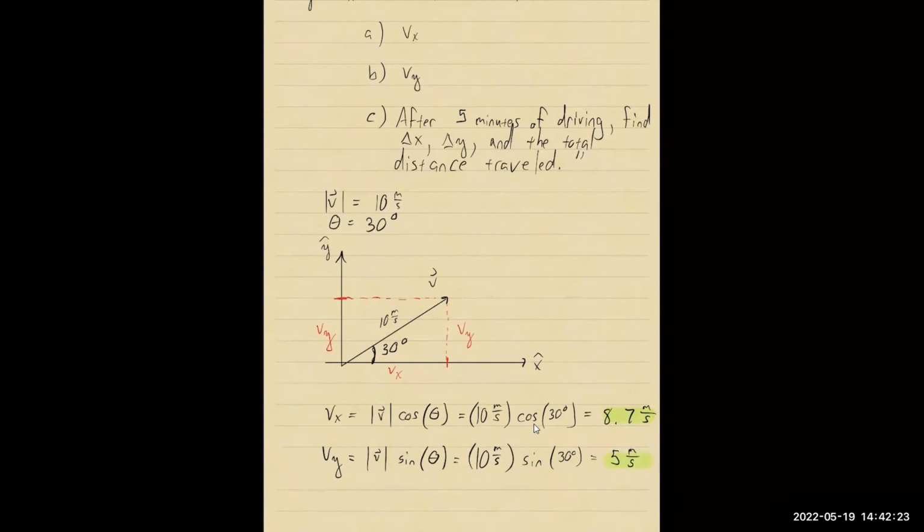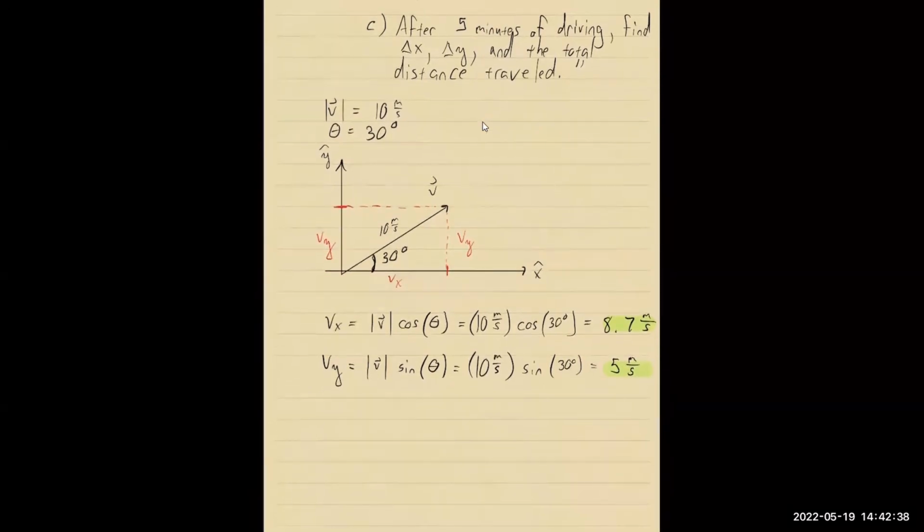So we've already figured out parts A and B of this problem, so that's not too bad. Now to figure out part C, first we need to convert 5 minutes of driving into seconds. So let's do that really quick. 5 minutes of driving is how much time has elapsed. That's 5 minutes.